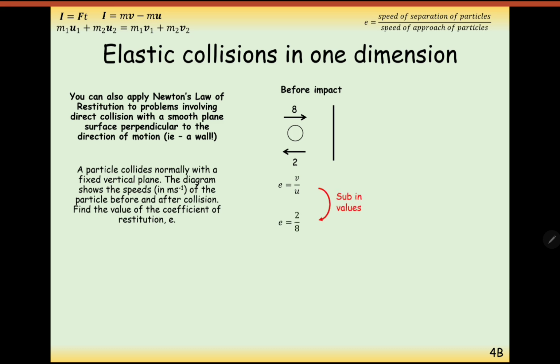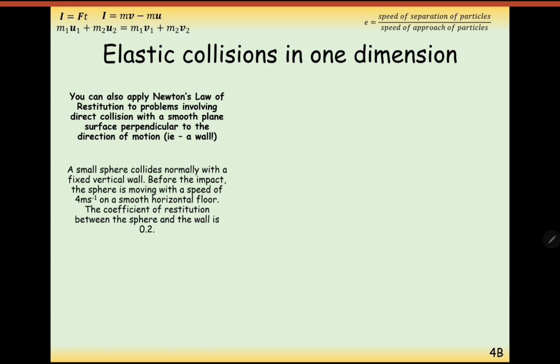Substituting the values, 2 goes on the top, 8 goes on the bottom, so E is 0.25 or a quarter. Excellent. So that's pretty straightforward. The wall is not going to move, so we don't need to consider anything really to do with the wall. Okay, let's move on to another question.